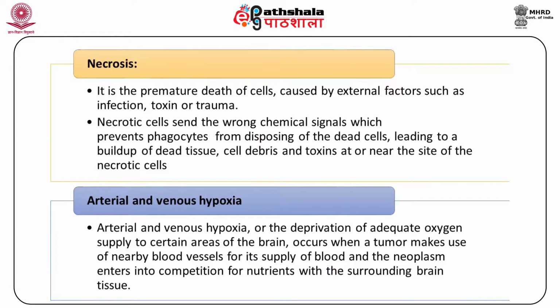Fourth, necrosis. It is the premature death of cells caused by external factors such as infection, toxins or trauma. Necrotic cells send the wrong chemical signals which prevent phagocytes from disposing of the dead cells, leading to a buildup of dead tissues, cell debris, and toxins at or near the site of the necrotic cells.